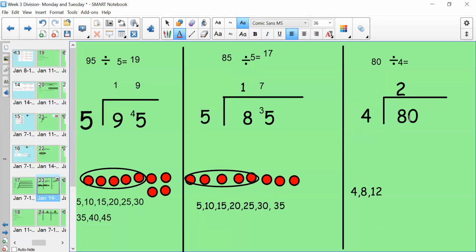Okay, in this one, when you have 0 divided by 4, the answer is going to be 0. So we didn't need to do any working out for that. Okay, so your answer is 20. So when you have a 0 and you're dividing it by a number, the answer is always going to be 0. And we need to put that in as well. Okay, so this example did not need regrouping because 4 goes into 80 perfectly. So we didn't need to draw these dots to help us. Just our multiples at the bottom.